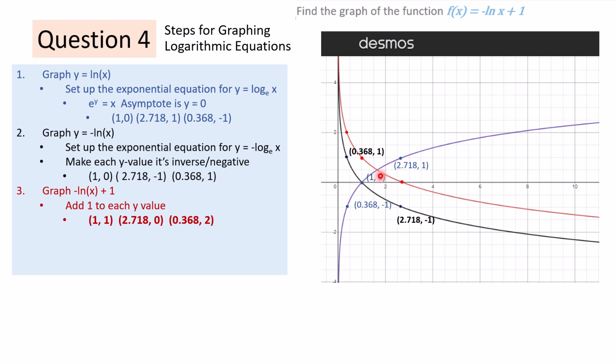Okay, the red line is where we're going from the black line. The blue line was our parent function. So let's just look at the black line. I'm going to this number, 2.718, and I'm going to add 1 to -1, and I get 0. So that's basically just shifting everything up 1. See how we're doing that? Okay, I'll go to this point, 0.368, 1, add 1 to 1, and you get 2. So that's shifting it up here. So this is a sketch of this graph. f of x equals negative ln x plus 1.